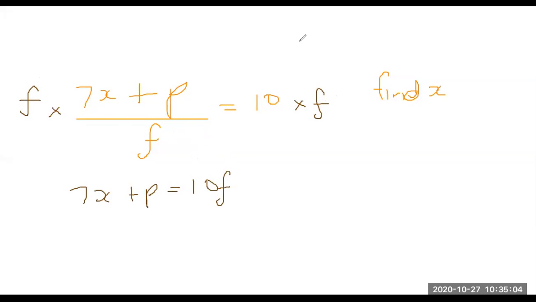And it's asking me to find what x is. So I need to get rid of the p, because I don't want p on that side. So I have to minus p from both sides. So 7x is equal to 10f minus p. Now I need to get rid of the 7, which means I have to divide by 7. And whatever you do on one side, you have to do on the other side. You have to divide the whole thing by 7.